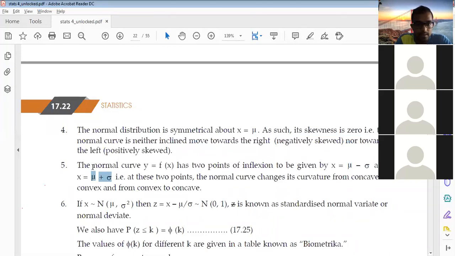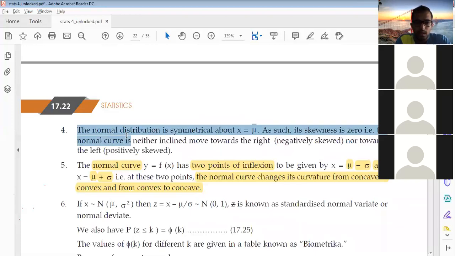Which points are these, sir? These points are for the normal curve. The normal curve has two points of inflection: one is mu minus sigma and one more is mu plus sigma. Here the normal curve changes from concave to convex and from convex to concave. These are the two points of inflection you should know. Again, this is the normal curve. The normal distribution is symmetrical, where skewness is zero.